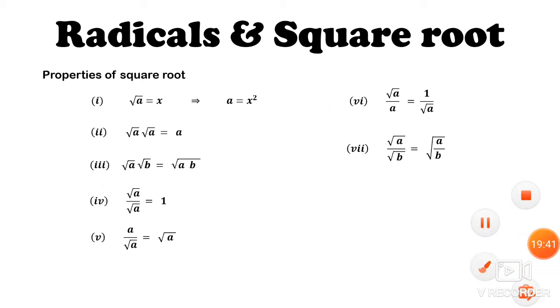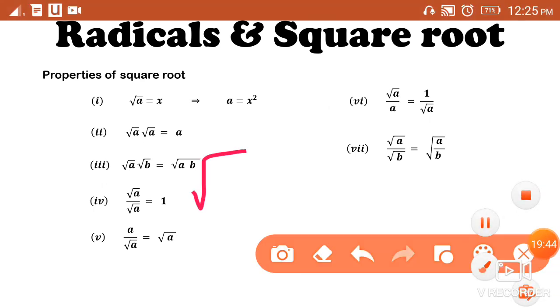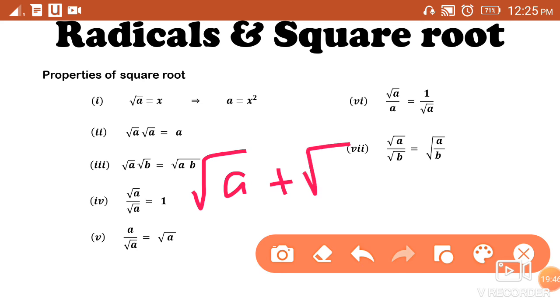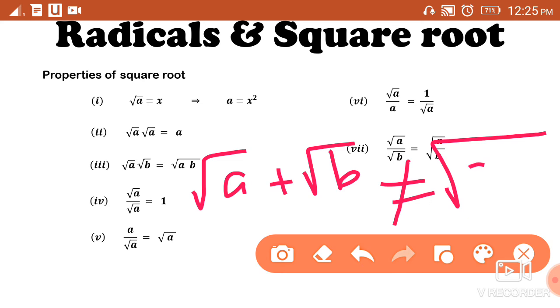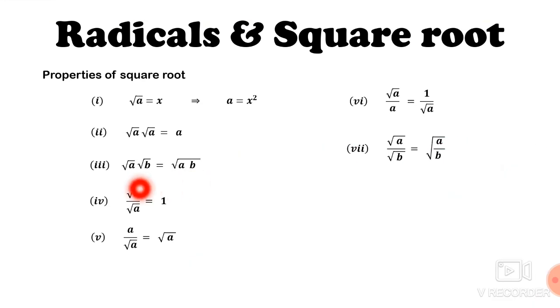We cannot write square root a plus square root b as equal to square root a plus b. Okay, this property holds for only multiplication and division. It does not hold for addition or subtraction. When they are multiplying with each other, we can write them in one single radical sign. When they are dividing with each other, we can also write them in one single radical sign, but not with addition and subtraction.